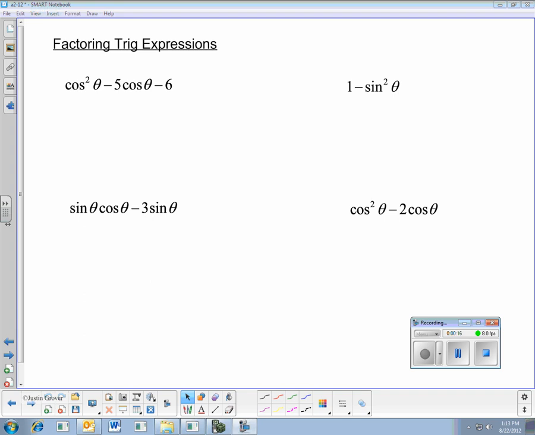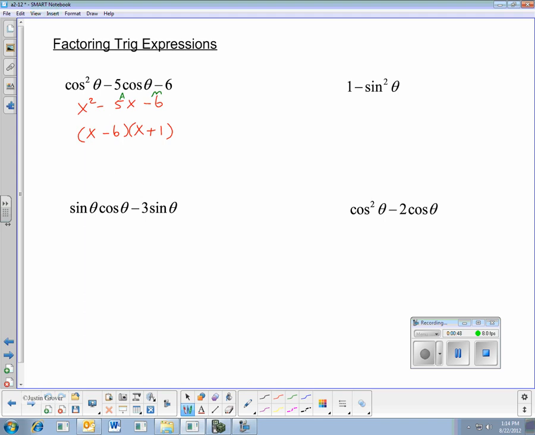But cosine squared theta minus 5 cosine theta minus 6, what you can do is just pretend cosine theta is x. So I could think of this just as x squared minus 5x minus 6, which is a very standard trinomial that we can factor to x minus 6 and x plus 1. We should remember by this point that we can factor that, thinking, all right, what multiplies to negative 6 and adds to negative 5, and that's how we're getting x minus 6 and x plus 1. If this were set equal to 0, we'd go further, but right now we're just focusing on the factoring.